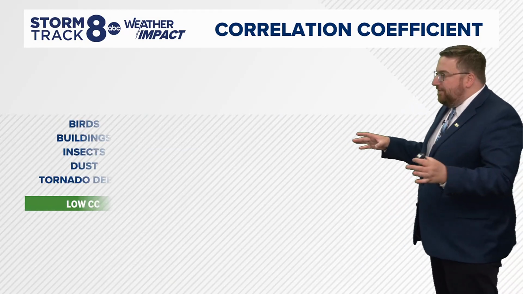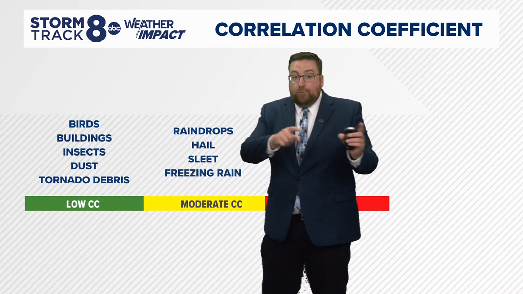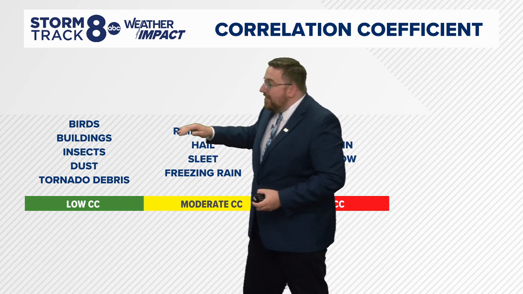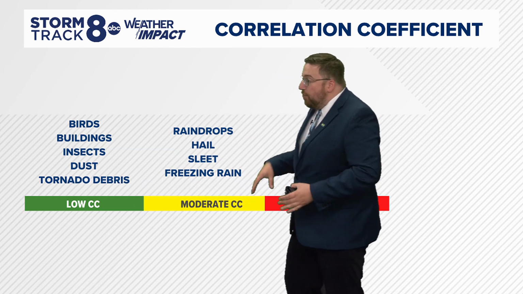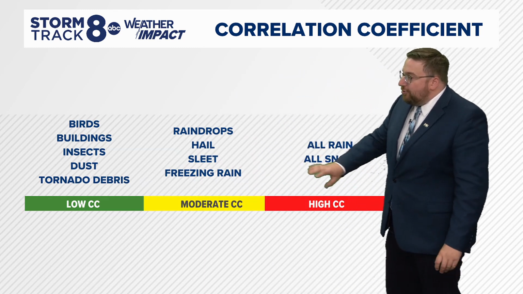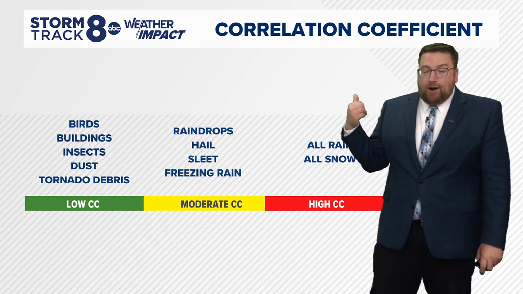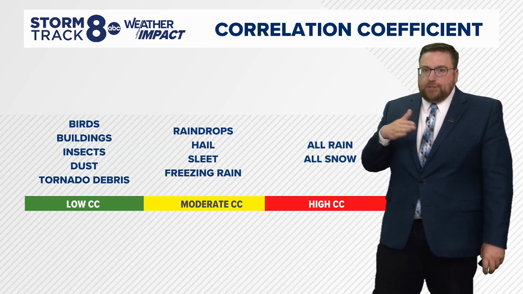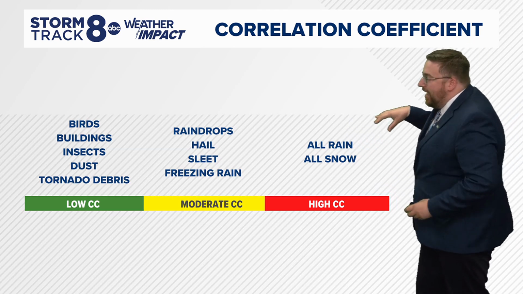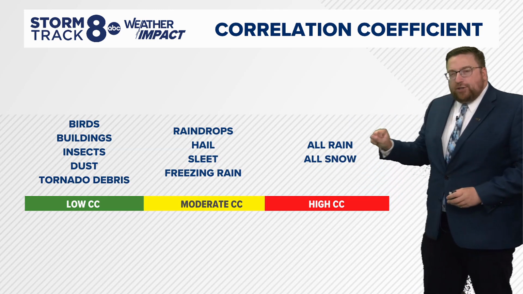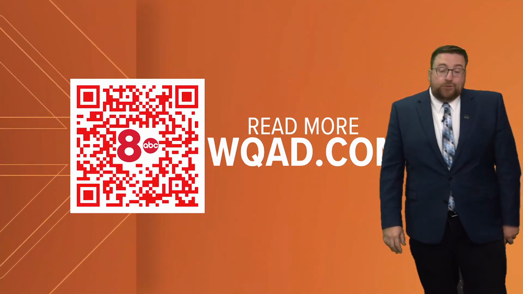So correlation coefficient, just to review what that is, when we have a low CC value, which is what I just showed you with that blue color, that's indicating birds, buildings, insects, dust, tornadic debris. When it's a moderate value, that's usually raindrops, hail, sleet, and freezing rain. That product, that correlation coefficient product I just showed you, is very helpful during the winter to show us where the rain, the freezing rain, and the snow is. And then when it's a high CC value, that really dark red color, that indicates all rain or all snow. So it's a really cool product.